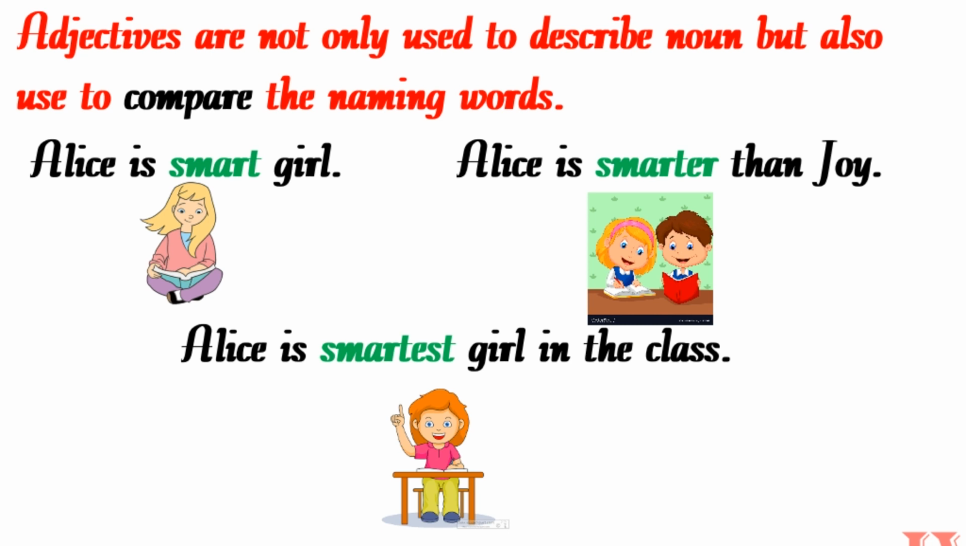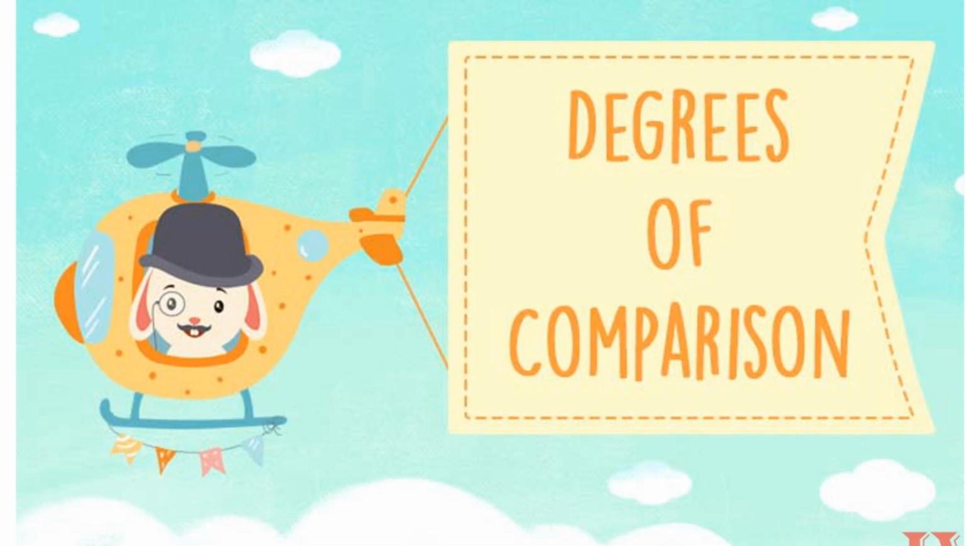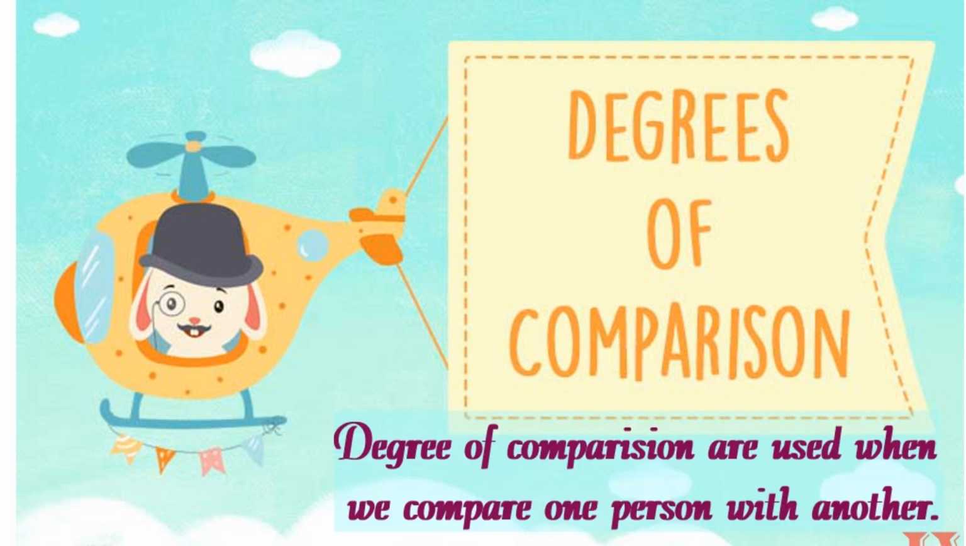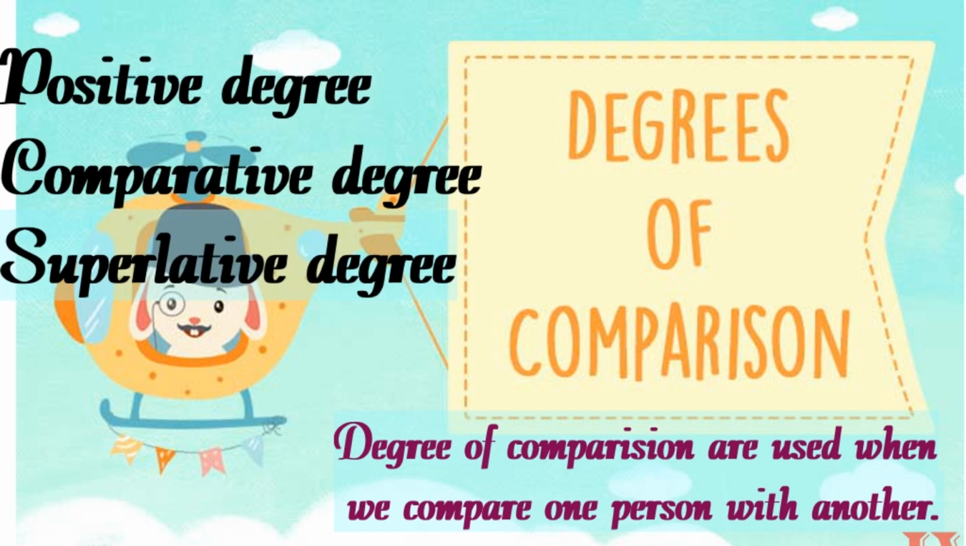So, the words smart, smarter, smartest tell about the degree of comparison. Now, we will see degrees of comparison. Degrees of comparison are used when we compare one person or thing with another. There are three types of comparison of adjective: positive degree, comparative degree and superlative degree.